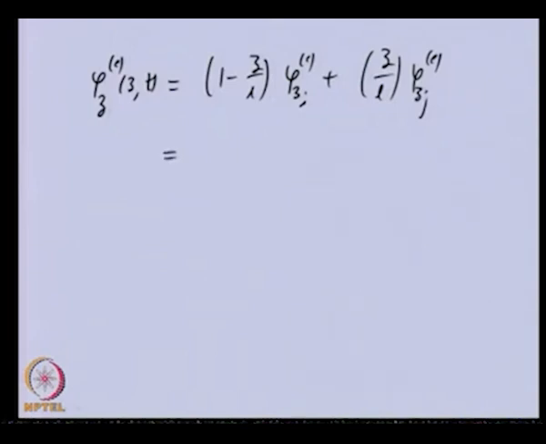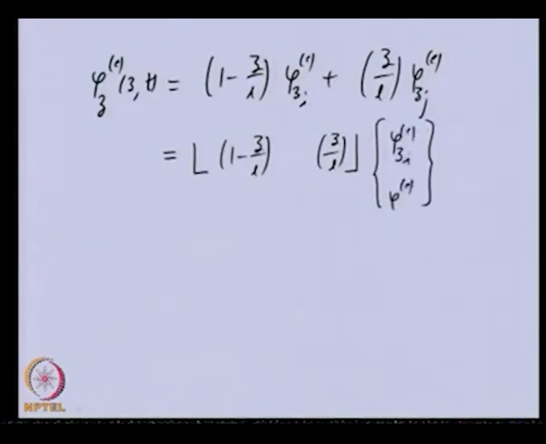Now with some manipulation we can express this as 1 minus z by L. This particular symbol is representing a row vector, and this is representing a column vector. So you can see, if we multiply these two vectors, we will get the same expression as the previous one. This is the column vector, this is the row vector.